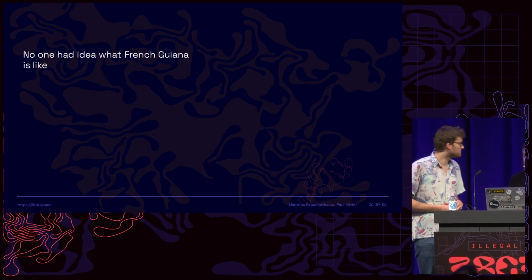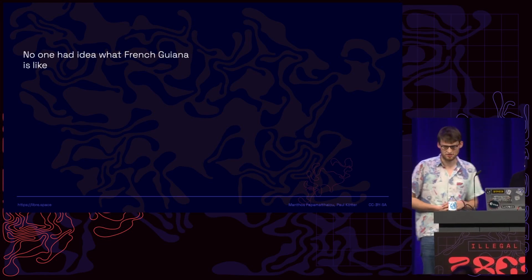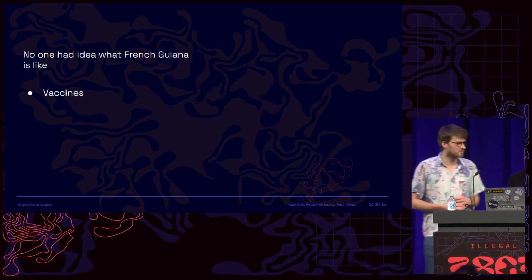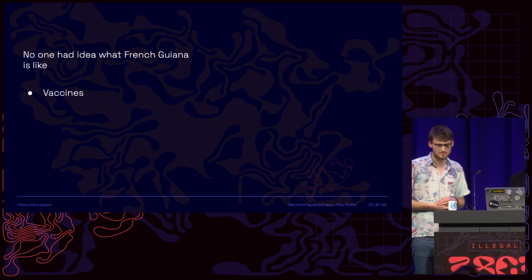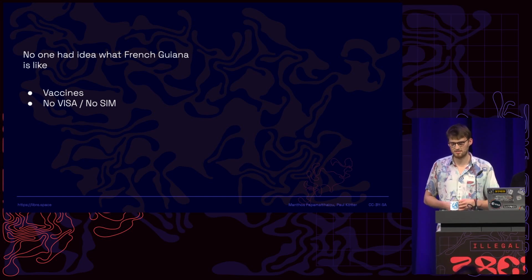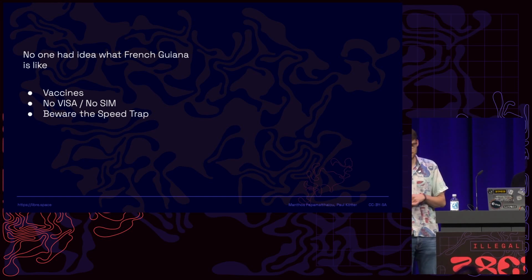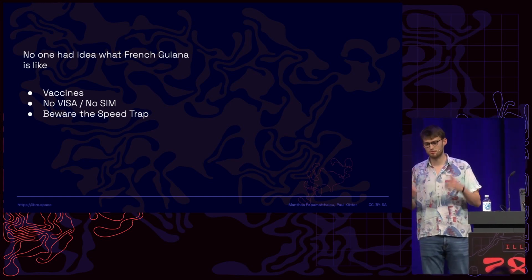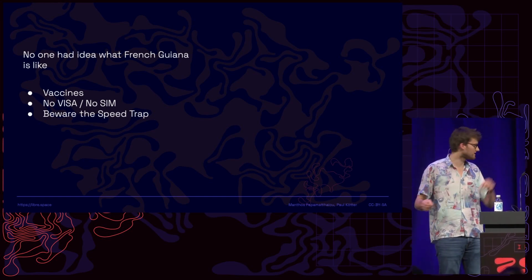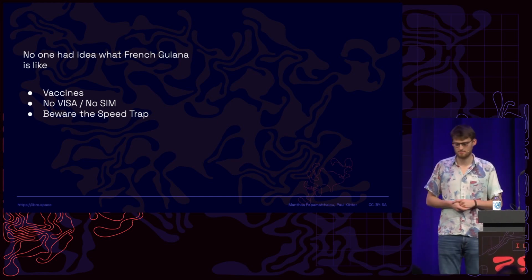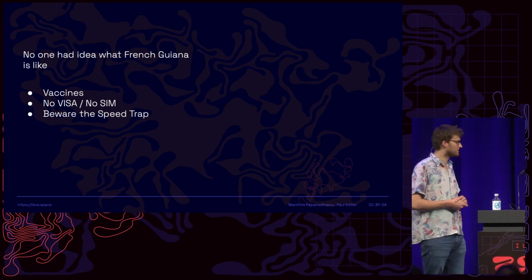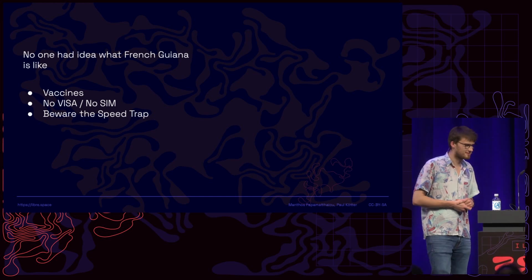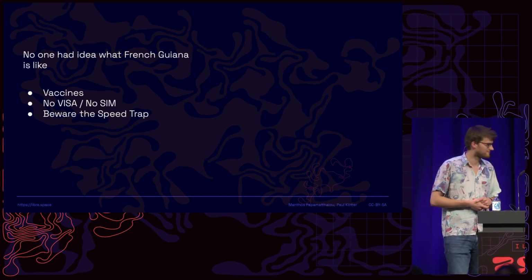But no one really had an idea what French Guiana is actually like. No idea. We just knew that we needed vaccines. We didn't need any visa or new SIM cards because European Union. And there was supposed to be a speed trap between the airport and the rocket facilities. Someone did make it to the speed trap.